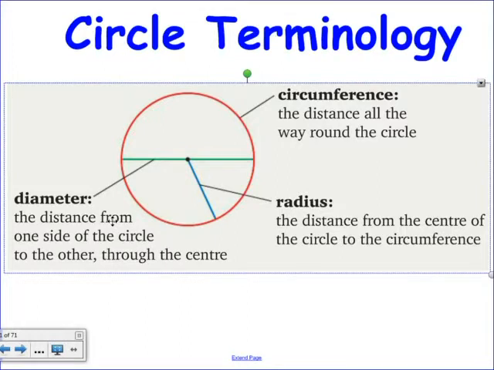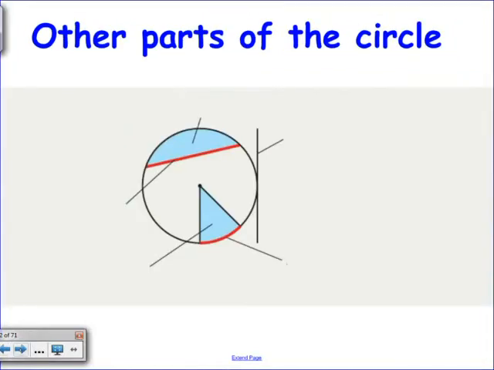The radius is half the diameter. They will try and trick you when we start doing calculations in a minute by giving one when you need the other. Because we talk about the area and the circumference in terms of radius and diameter, and when you need one they'll give you the other to try and trick you. Okay? Have a look at this one.